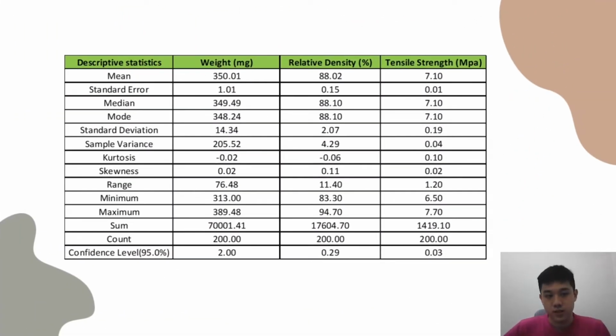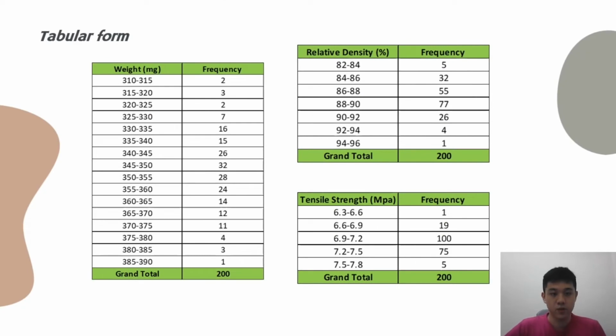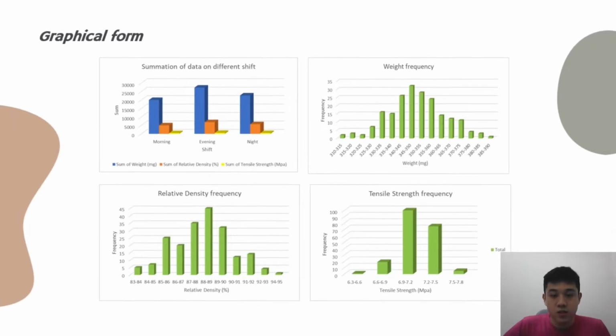Next, we get a descriptive statistic for the weight, relative density, and tensile strength. For tabular form, we get the frequency for the weight, the relative density, and also the tensile strength. This is the chart for the weight frequency, relative density frequency, and the tensile strength frequency.